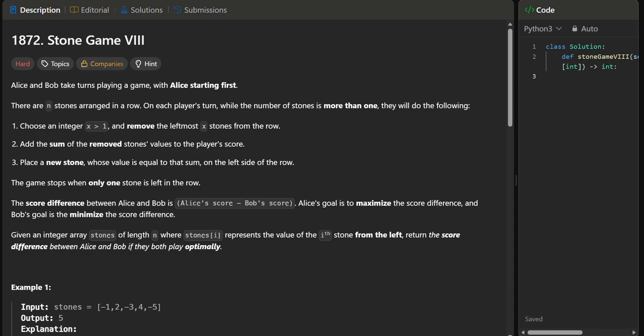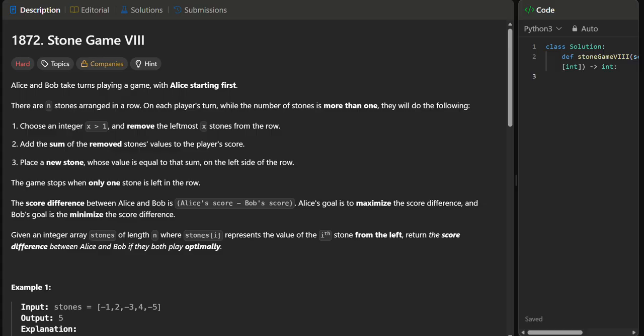For Stone Game 8, the main idea is to use prefix sum instead of simulating every move. First we calculate the prefix sum of the stones. Then we start from the end and calculate the best possible score difference. For every position we have two choices.